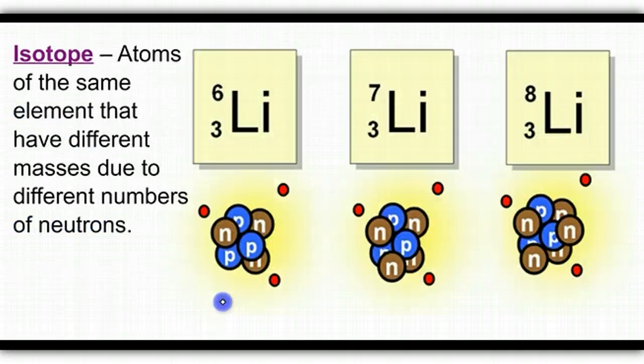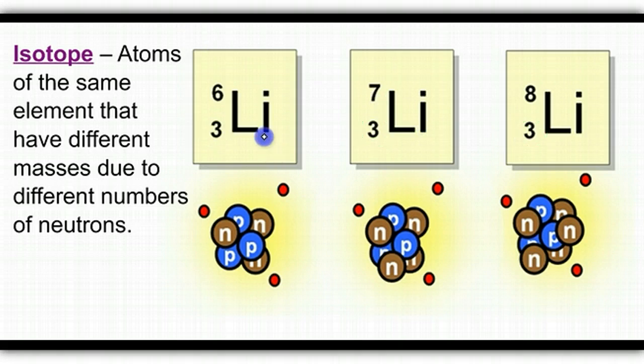Isotopes are atoms of the same element that have different masses due to a different number of neutrons. So if we look at this diagram, these are all atoms of lithium because they have the same atomic number, which means they have the same number of protons. And you can see down here in blue, those are 3 protons for each. However, they each have different masses.